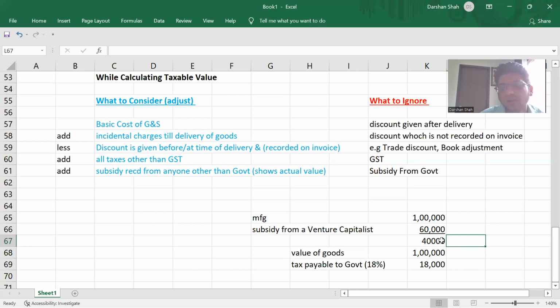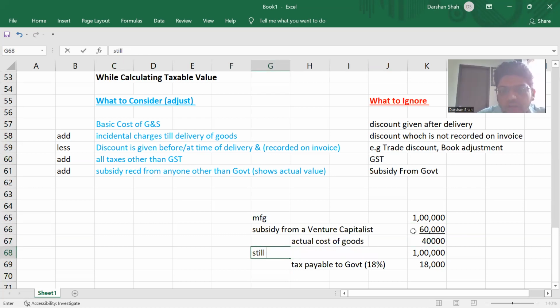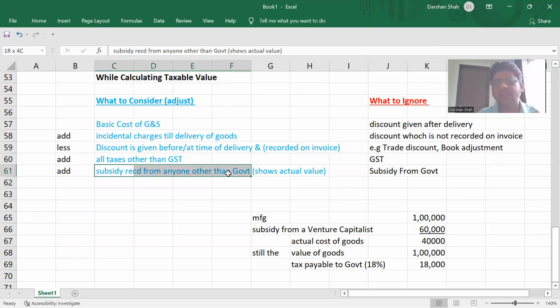So government says if you receive subsidy from any random person other than government, even if the actual cost of the goods has reduced by 60,000 and has become 40,000, still the value of goods is not 40,000. You are getting goods worth 1 lakh for 40,000. So the value of goods is 1 lakh, not 40,000. I want to tax the entire 1 lakh. So subsidy received from anyone other than government will be added.